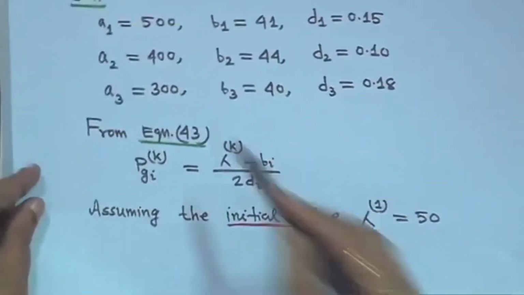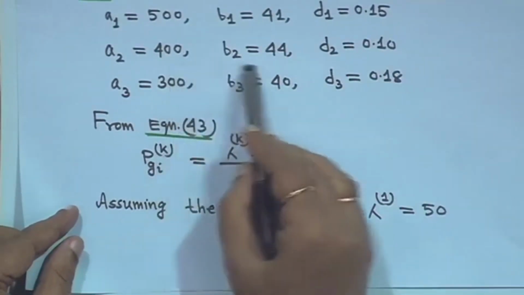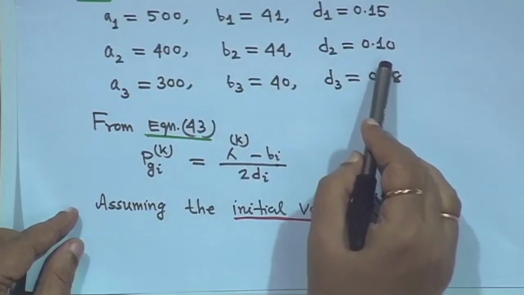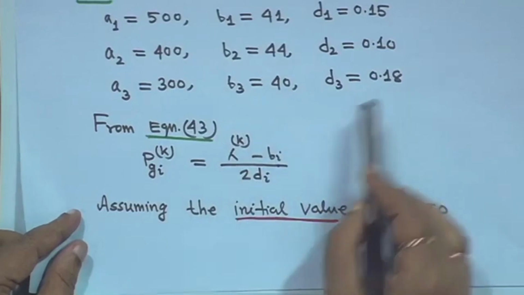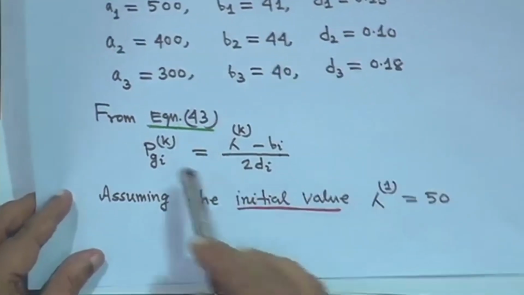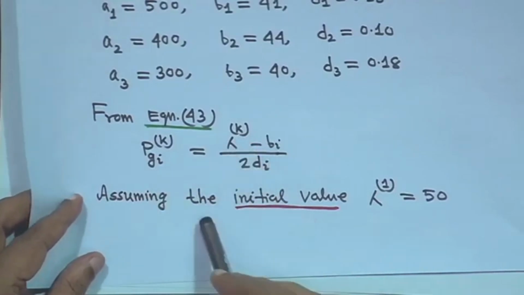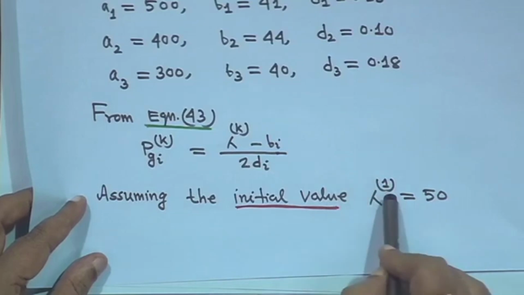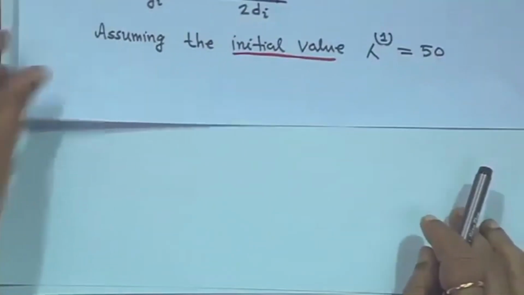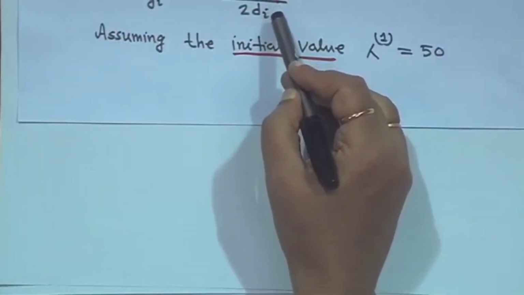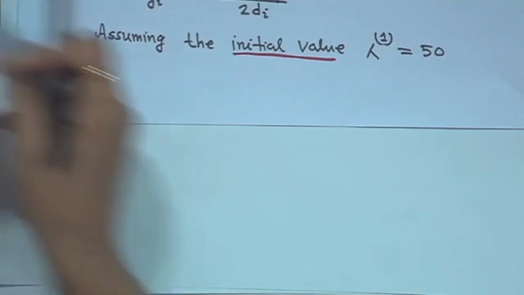A1 is equal to 500, B1 41, D1 0.15, A2 400, B2 44, D2 0.1, and A3 300, B3 40 and D3 is equal to 0.8, right. Using equation 43, it is given Pgi at k is equal to lambda k minus Bi divided by 2 Di. So, assume the initial value, say lambda 1, when k is equal to 1, you assume the initial value is equal to 50. Bi and Di are known to you for all the generating characteristics C1, C2, C3, right.